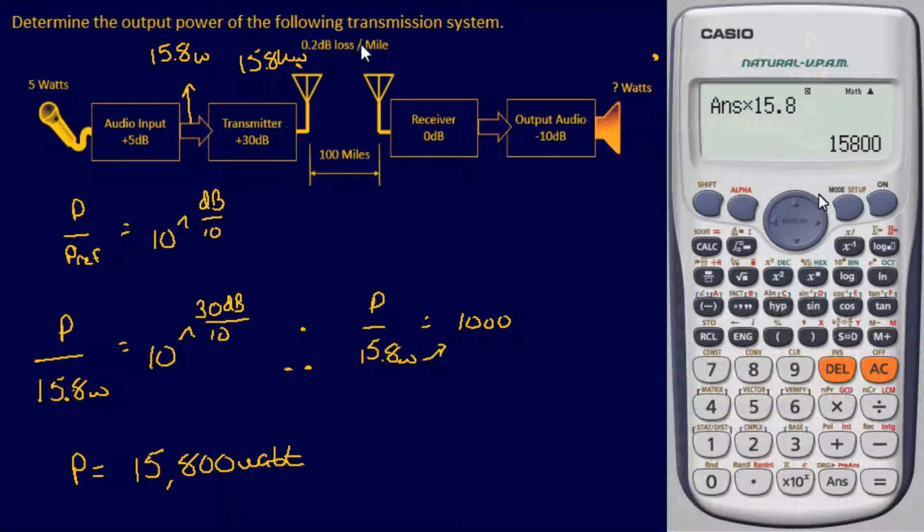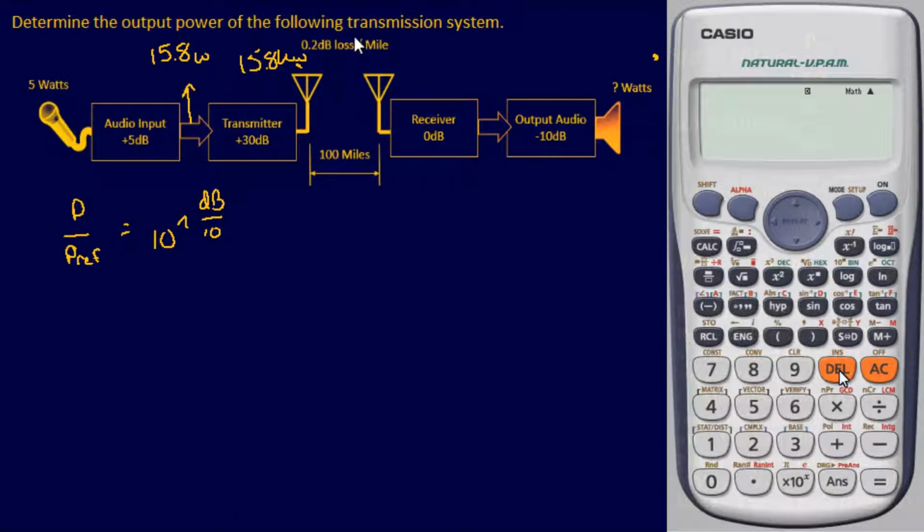So right there, I have 15.8 kilowatts. And now it's being transmitted over the air, and we have a 0.2 decibel loss for each mile. So let me go ahead and clean this up a little bit more. Now this is pretty simple math. So you want to determine your decibel loss between this antenna and this antenna, which means it's 0.2 decibel loss, which is considered negative anytime you have a loss, per mile.